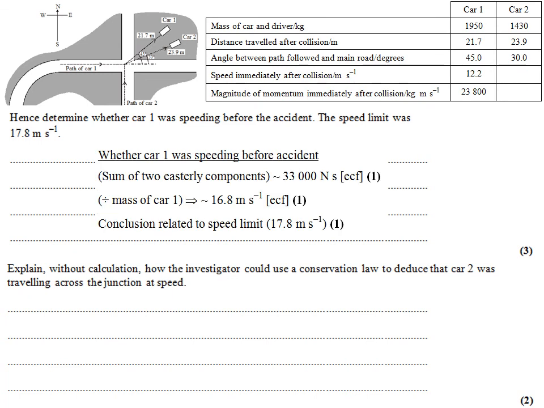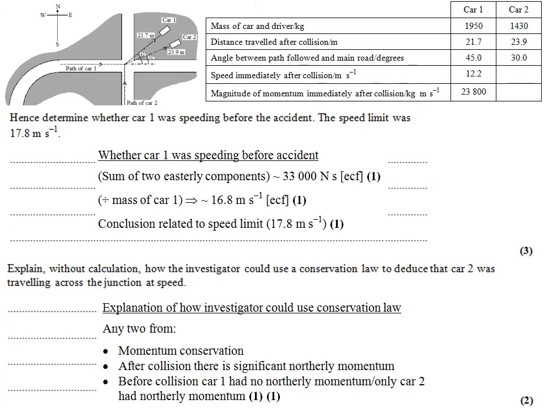In this part, you have to find the conclusion speed. And here's the logical explanation of how the investigator could use a conservation law. So you can say it was momentum conservation. Well done if you got all answers correct. So do your practice. I have attached some notes along with Show My Homework, and I have given you some exam questions as well. Well done for your hard work.